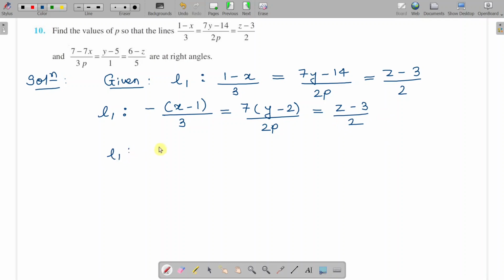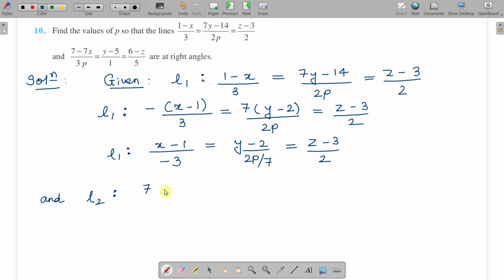Now L1 will be what? (x minus 1) divided by, this minus sign we can take in the denominator, so minus 3, equal to, this 7 we can take in the denominator, so we will get (y minus 2) divided by 2p by 7, equal to, this will be the same, (z minus 3) divided by 2. Now let us look at the L2 line, line 2.